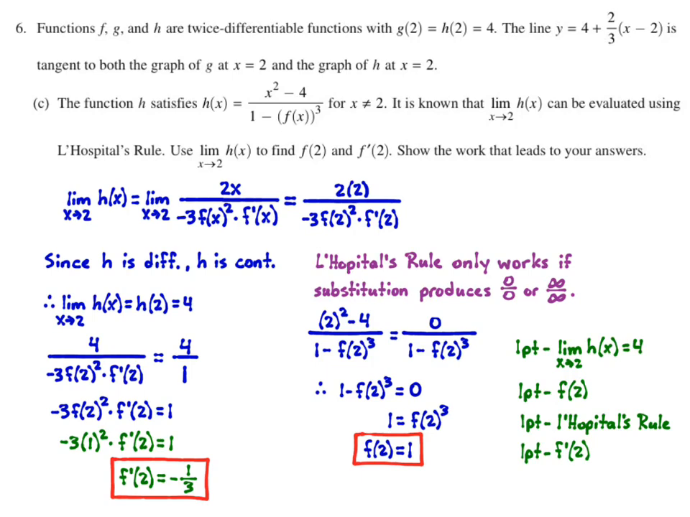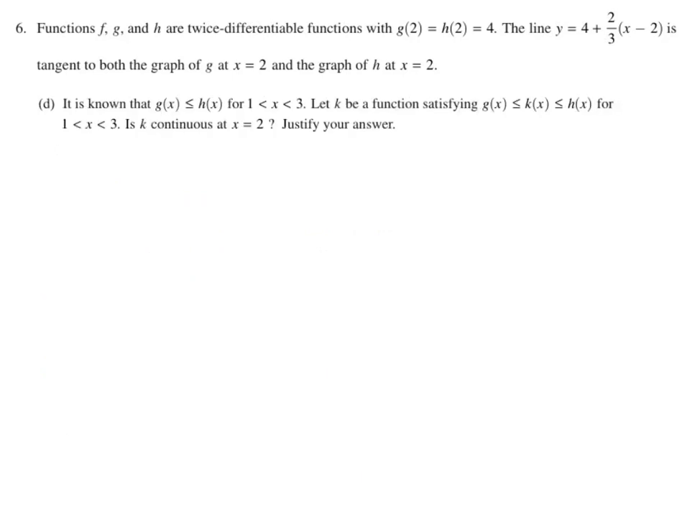All right, so part D says it is known that g is less than or equal to h for the interval 1 < x < 3. Let k be a function satisfying g of x is less than or equal to k of x is less than or equal to h of x for 1 < x < 3. Is k continuous at x equals 2? Justify your answer.